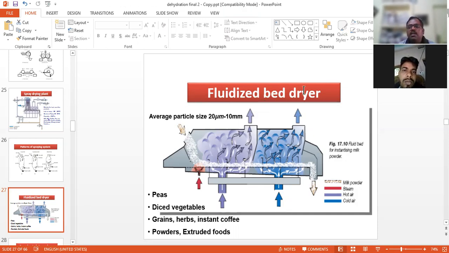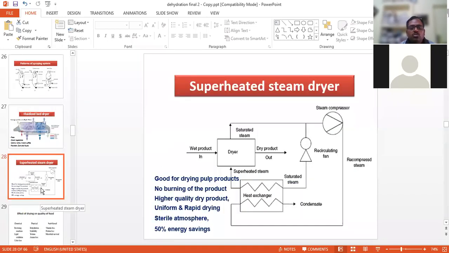You can see here that the fluidized bed dryer is used for drying peas, grains, herbs, instant coffee powder, extruded foods, and even vegetables. So this is also one of the superheated steam dryers. We are also using this one.